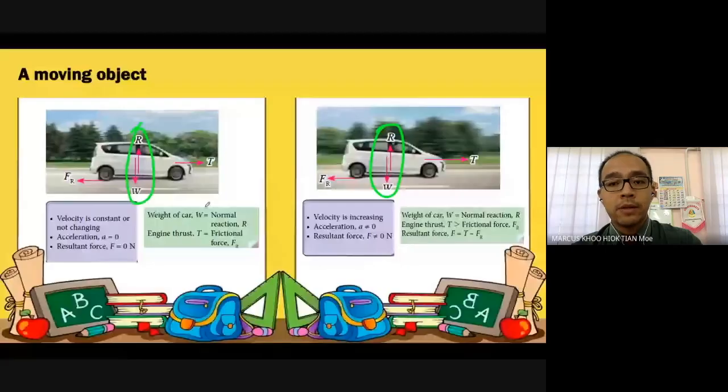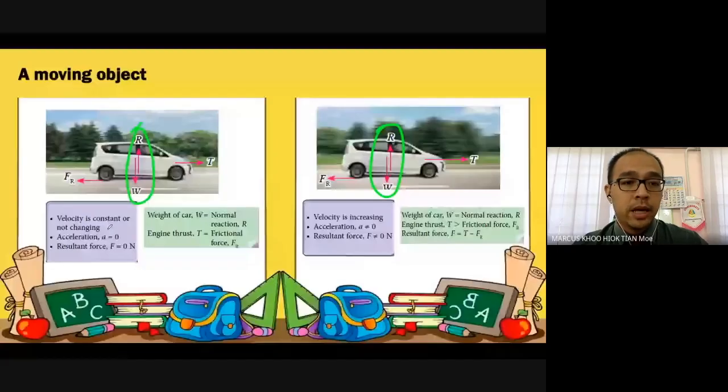Weight and the reaction force are the same. That's why your car doesn't go up or go down. Okay, but in this first case, if the acceleration is zero, and as I mentioned just now, acceleration zero means velocity is constant, resultant force is zero, which means that your force to the front and the force to the back are the same magnitude.